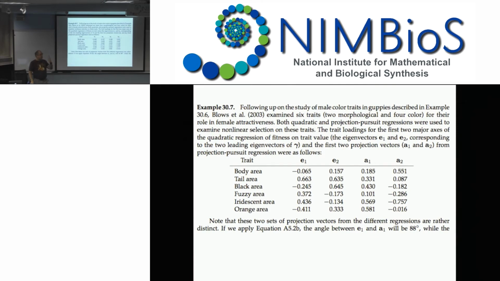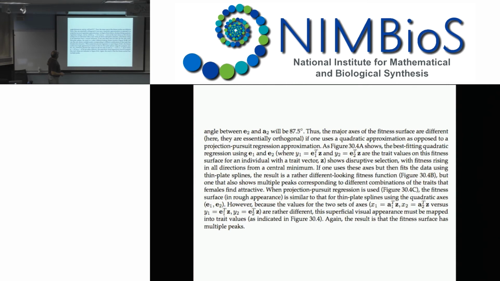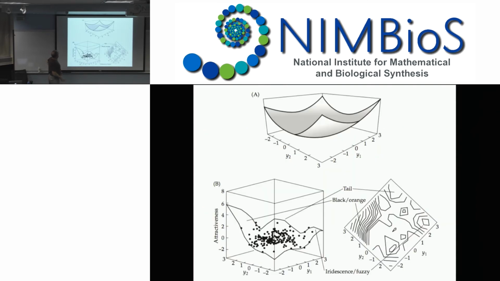So when you get your axes based upon gamma, you can get those axes and then put thin plate splines on them. You often get very different axes than if you get your axes using projection pursuit regression. So these two are the axes of variation if you assume the curve is quadratic. These two are the axes of variation where you don't make that assumption. And the angle between E2 and A2, so the second eigenvector for gamma and the second projection vector, is again almost 90 degrees.